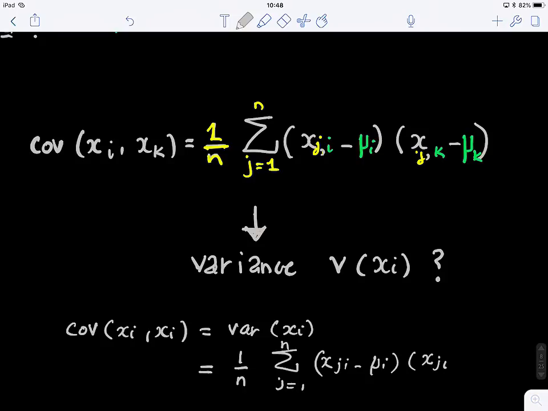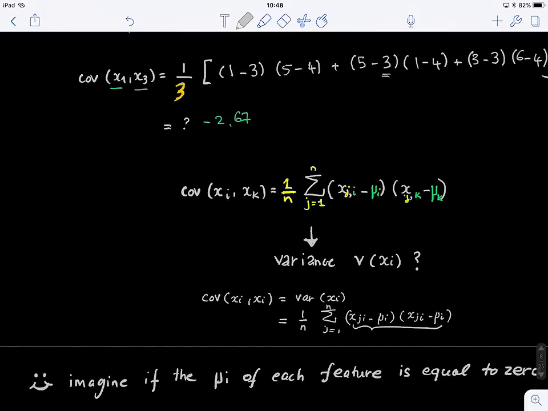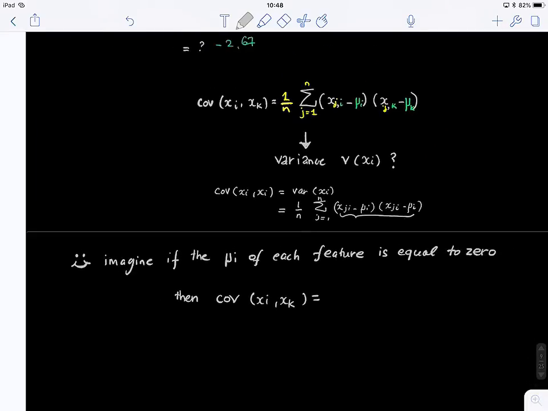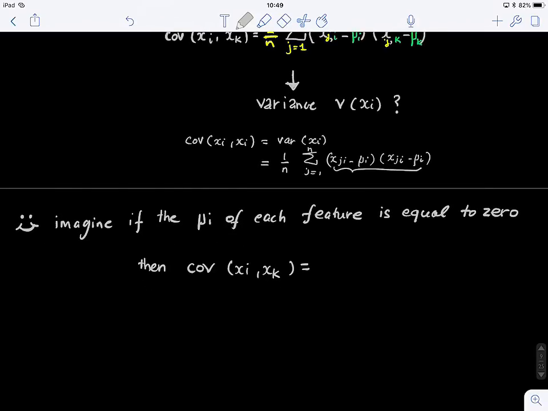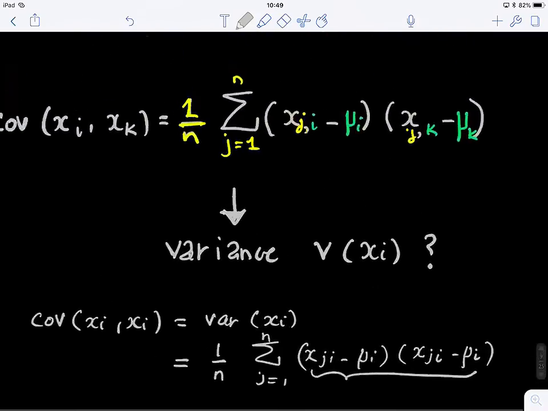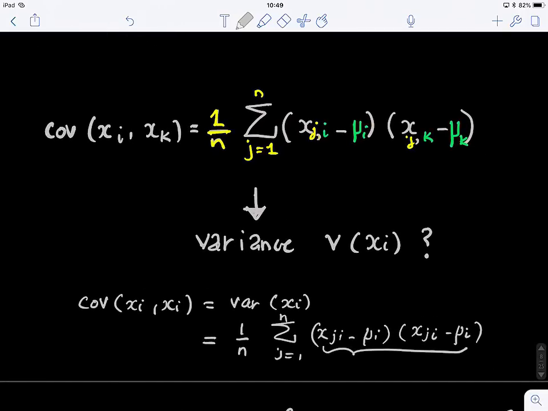xj again I minus mu what? I. We plugged it in, so this is squared, right? It's very simple. Cool. Right, so now imagine if the mu I for each feature is equal to 0. So imagine if the mean, what we call the data is zero-centered, like the mean is equal to 0. So this is a very common assumption we make to easily derive mathematical equations and optimizations.